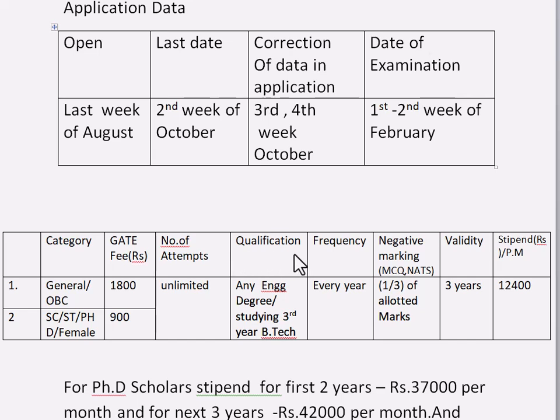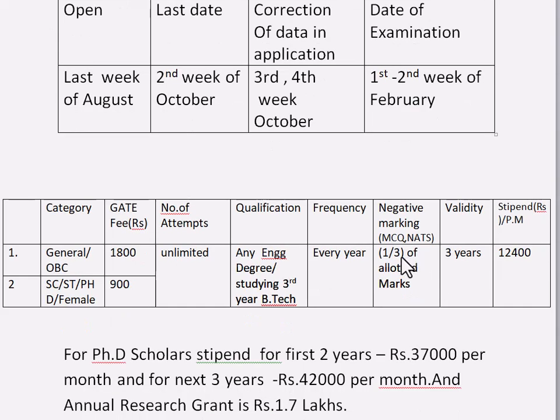And eligibility to write this examination is any engineering degree or studying third year engineering. Frequency of conduction is every year this will be conducted. Negative marking is also present for multiple choice questions and numerical answer type questions. And the calculation is like this: 1/3 of allotted marks for that question. And the validity of the GATE score is for 3 years.